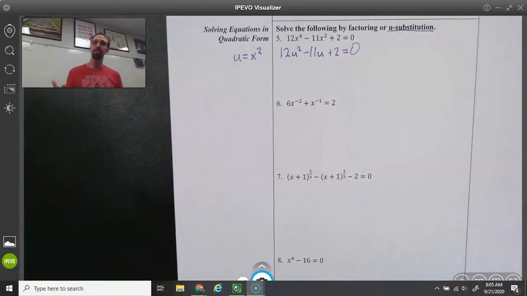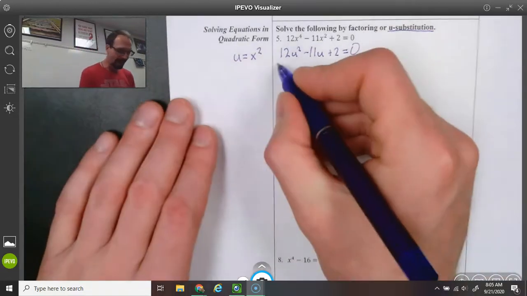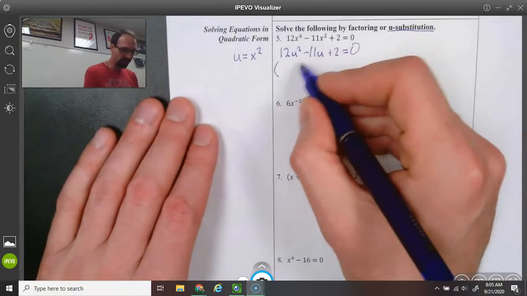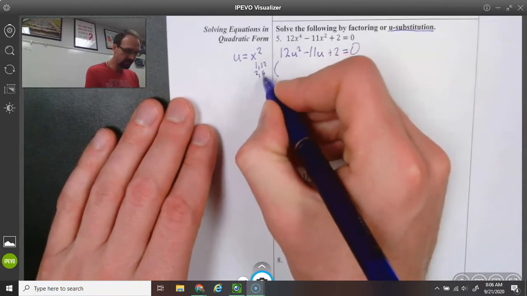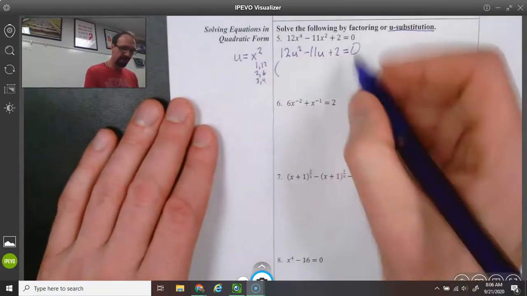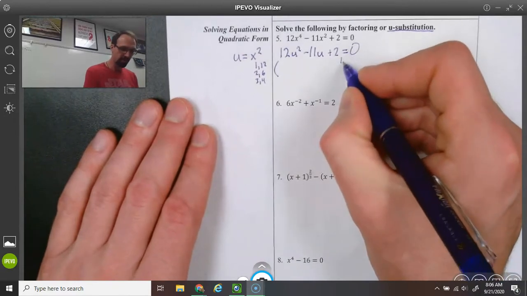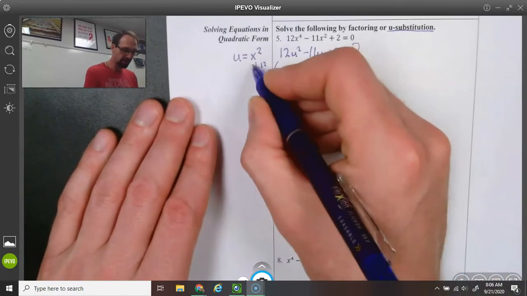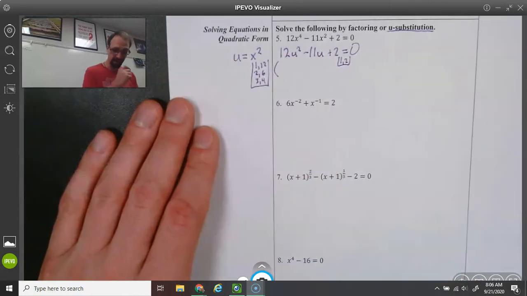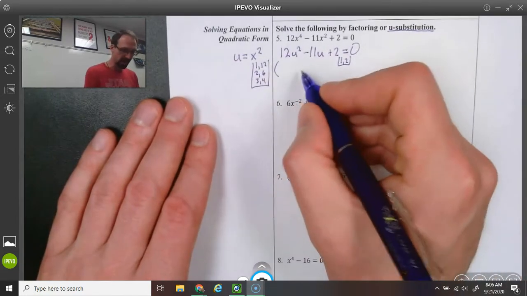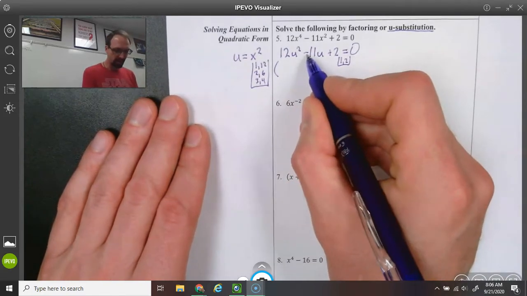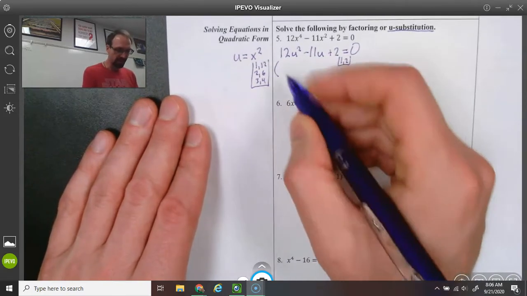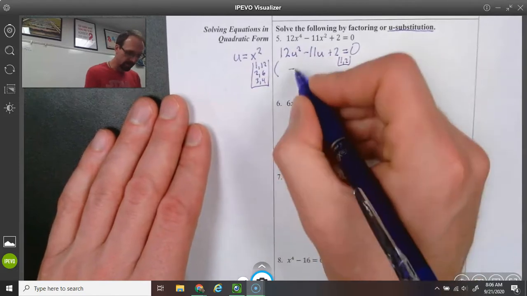Now I can focus on factoring this. If I factor, let's think, what are the factors of 12? The factors of 12 are 1 and 12, 2 and 6, 3 and 4. Factors of 2 are going to be 1 and 2. So for this, my last two terms are going to be a 1 and a 2. I just need to make sure I have the right placement. With this being a plus sign here, I know it's going to be minus minus, so I'm going to have a minus 1 and a minus 2.